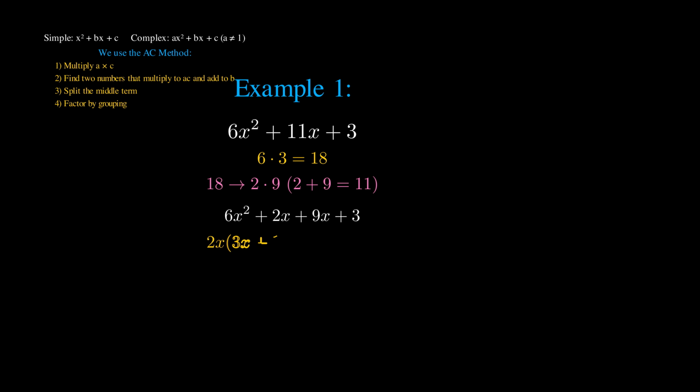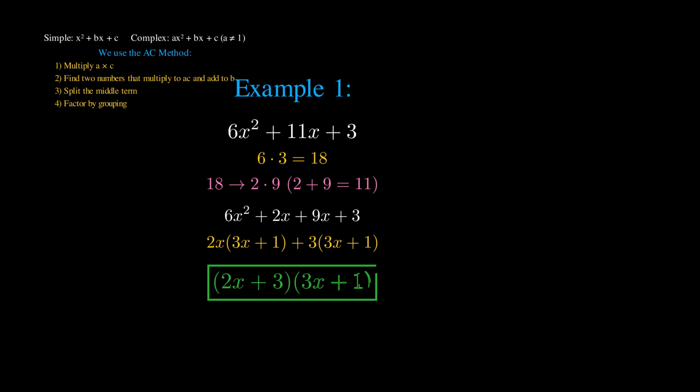Step 4. Factor by grouping. Factor the first two terms. Factor the last two terms. Both groups now share the same binomial. When we factor out the common binomial, the final answer is 2x plus 3, multiplied by 3x plus 1.